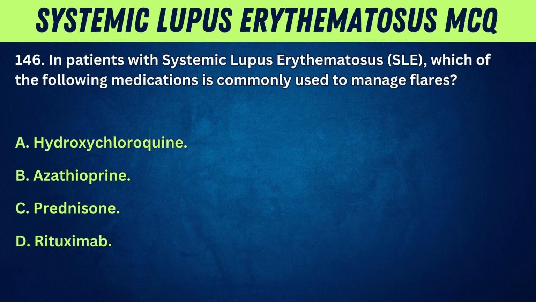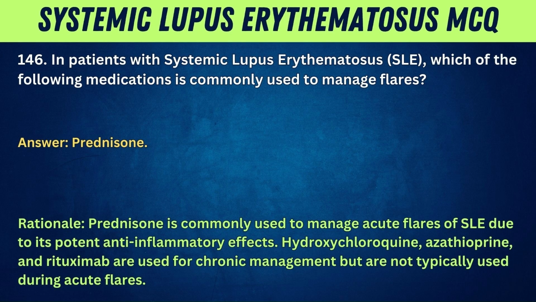146. In patients with systemic lupus erythematosus, SLE, which of the following medications is commonly used to manage flares? A. Hydroxychloroquine. B. Azathioprine. C. Prednisone. D. Rituximab. Answer: prednisone. Rationale: Prednisone is commonly used to manage acute flares of SLE due to its potent anti-inflammatory effects. Hydroxychloroquine, azathioprine, and rituximab are used for chronic management but are not typically used during acute flares.